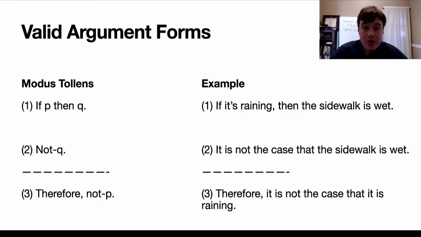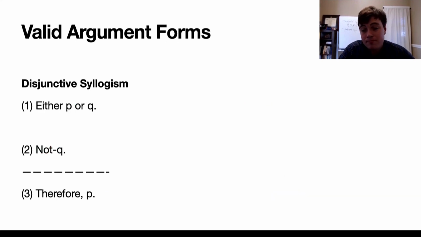So let P be it's raining and Q be the sidewalk is wet again. First premise is the same. If it's raining, then the sidewalk is wet. Second premise, we've got a not in front of the Q, so we can translate that as it is not the case that the sidewalk is wet. If you look around and you've got a dry sidewalk, and you also know that if it's raining, then that guarantees that the sidewalk is wet, you can conclude without looking up that it's not raining. That's a modus tollens inference. It's valid, it's handy. I kind of like modus tollens better than modus ponens. It's kind of fun. Here's our last one for now.